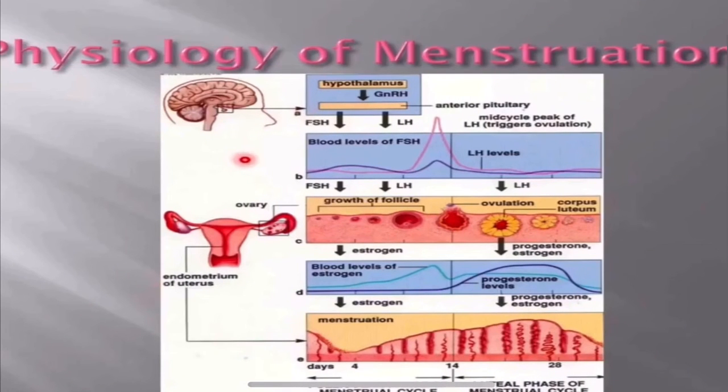Hypothalamus secretes GnRH, it acts on the anterior pituitary, releases FSH and LH. Role of FSH: acts on the ovaries, secretes estrogen, growth of endometrium. 14th day, ovulation occurs. Then comes the LH, luteinizing hormone. The luteinizing hormone levels will cause the corpus luteum formation, which secretes progesterone.